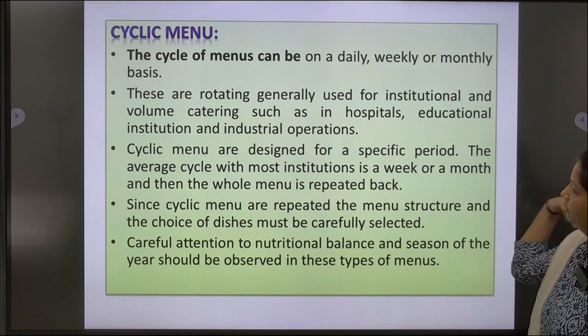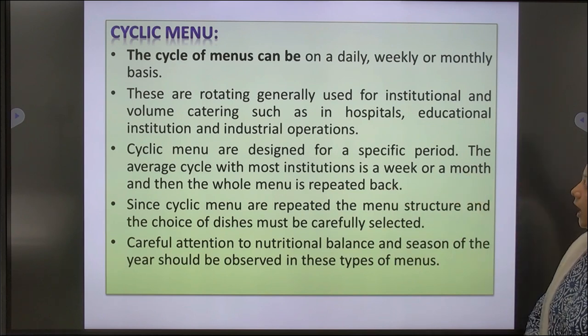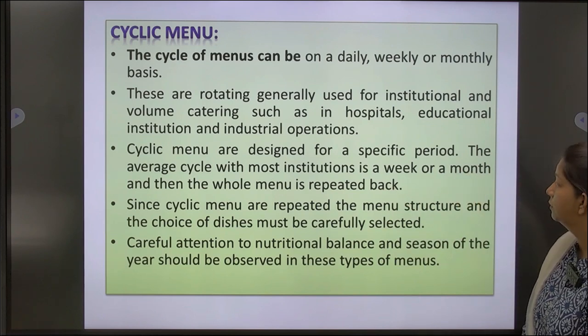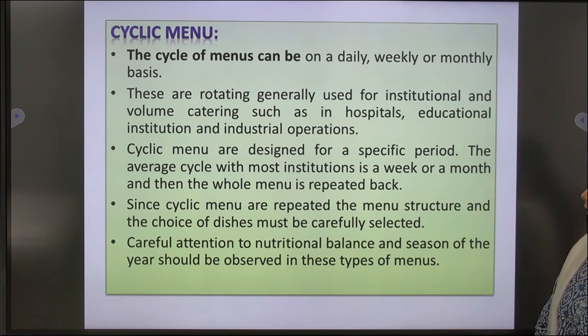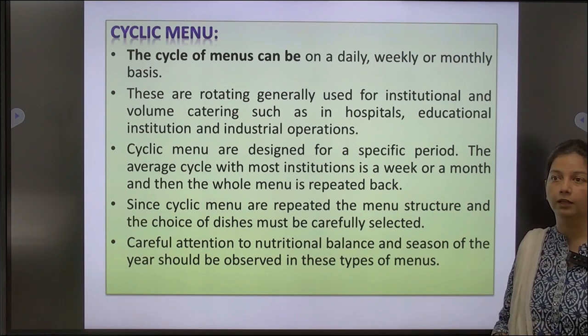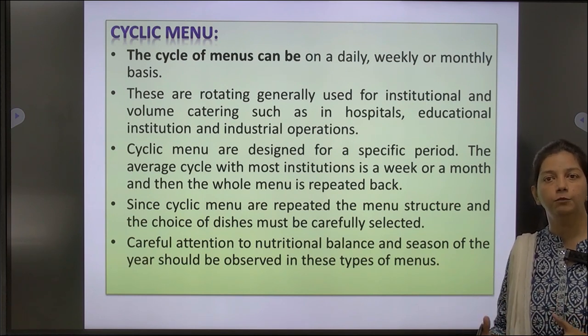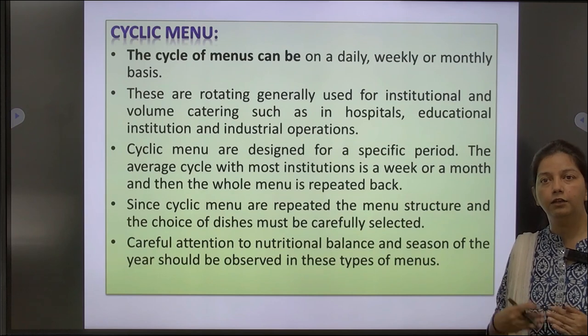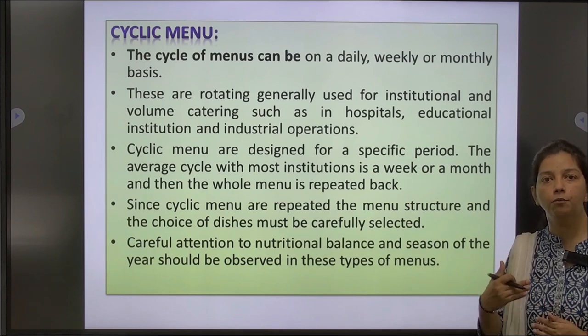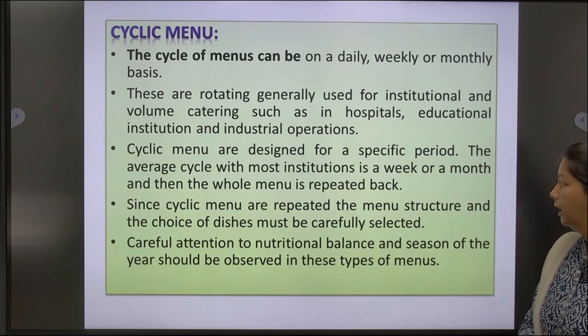The cyclic menus are designed for a specific period. The average cycle with most institutions is a week or a month, after which the whole menu is repeated. Like in many hostels, a 1 week menu is fixed, the same food items are served the whole week, and then when the next new week starts, the whole menu keeps on repeating.